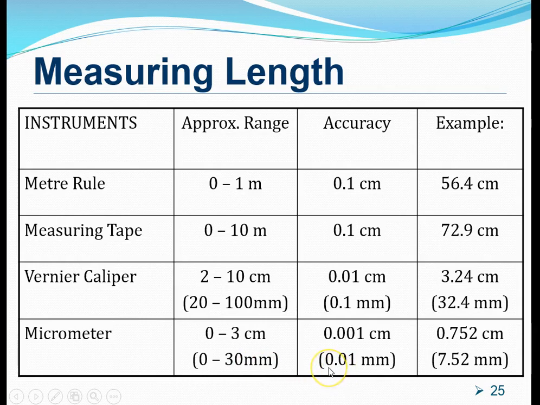Alright, and if that's the case, the accuracy will be up to 2 decimal places of a millimeter. So examples of a reading could be 7.52 millimeters. Now, the range of a micrometer, however, is very small. We can actually just use a micrometer to measure lengths from 0 to 3 centimeters or 30 millimeters.